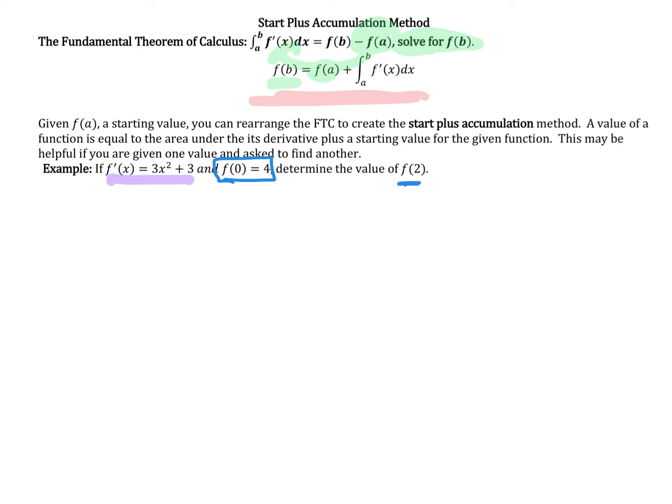So the first thing I want you to think about is the integral that we're looking at is of 3x squared plus 3. We know what f of 0 is, and we want to know what f of 2 is. So those are going to be the two numbers that are on the bounds of my integral. 0 is smaller, so it's going to be on the lower bound. 2 is larger, so it's going to be on the upper bound. And then if we are going from 0 to 2, what that means is this should be equal to f of 2 minus f of 0.